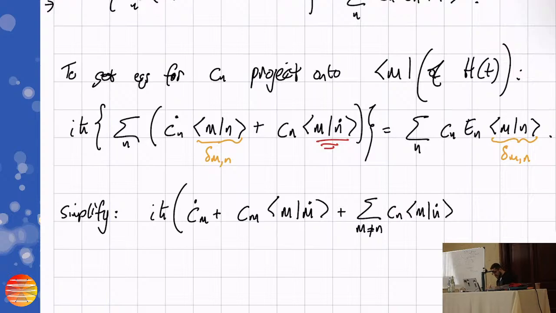So that's everything I have on the left-hand side. And this guy is equal to c_m e_m. Okay. So, take a second for now.